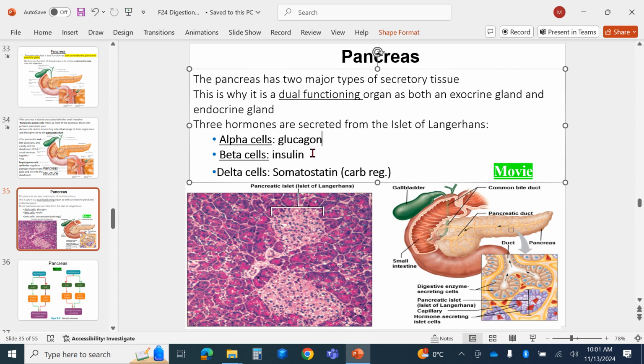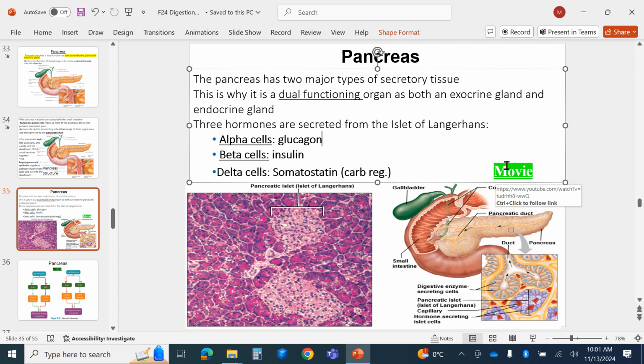When the blood sugar level gets too high after you eat a Big Mac combo or a piece of cake, your blood sugar increases, which is sensed by the pancreas to produce insulin, and insulin lowers the amount of sugar in the blood. When the blood sugar gets too low, we go glucagon, which ends up pulling sugar off the walls and dumping it back into the blood. You've also got somatostatin, which is produced by delta cells. This is all involved in carbohydrate regulation.